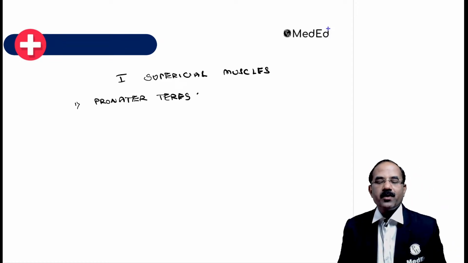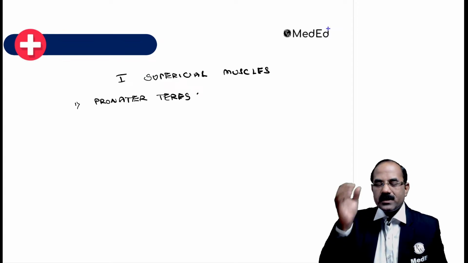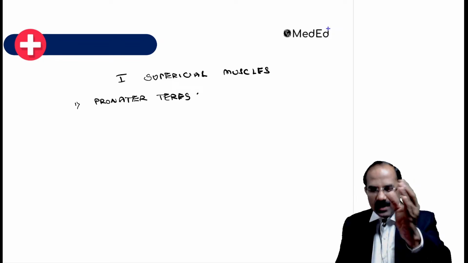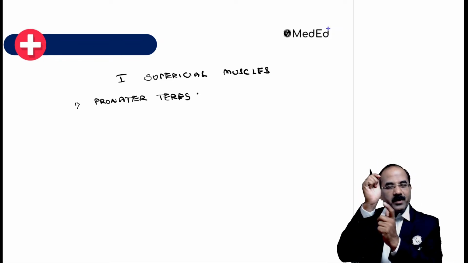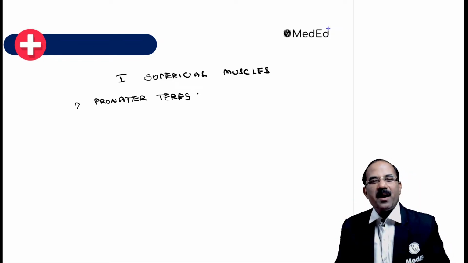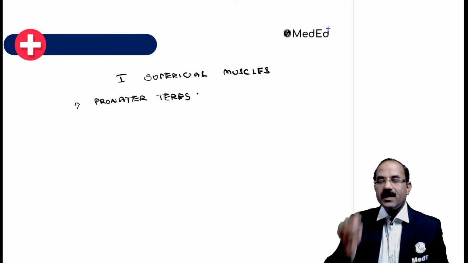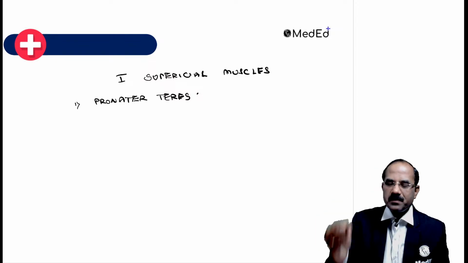Pronator teres syndrome. Okay, so what is pronator teres syndrome? It's the compression of the median nerve between the two heads of pronator teres. वैसे बच्चों, what is the compression of the median nerve in the carpal tunnel known as? Carpal tunnel syndrome. ये आपको पता है, ठीक है? So that's pronator teres. The nerve passing between the two heads is the median nerve.